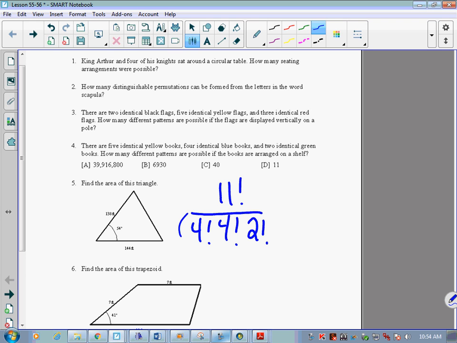You need to put the bottom in parentheses, because otherwise all it's going to do is 11 factorial divided by 4 factorial, and then take that answer and multiply it by 4 factorial, 2 factorial. I am interested to know what the number is. It may still be a fairly large number.